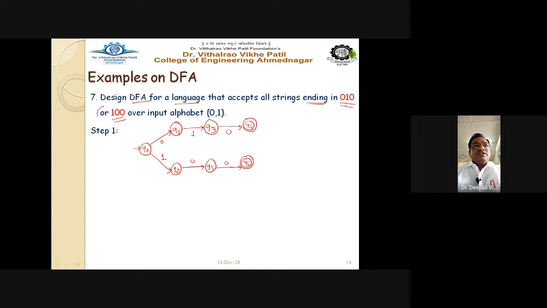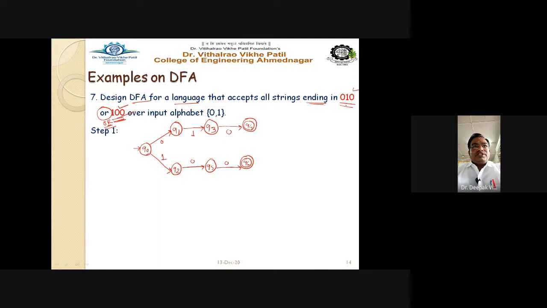See here, or is given. So if the or is there, definitely the transition diagram has 2 branches. Or means parallel execution, and if it is and, then it is a serial transition diagram. Getting this point or not? If the word or comes here, it means either 101, or 010, or 100. Either this case is possible or that case is possible.